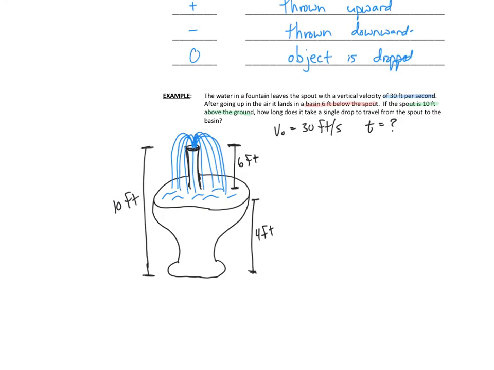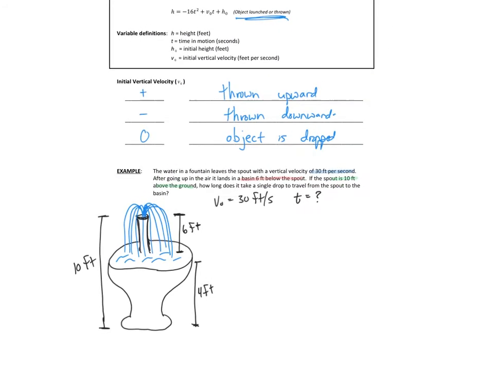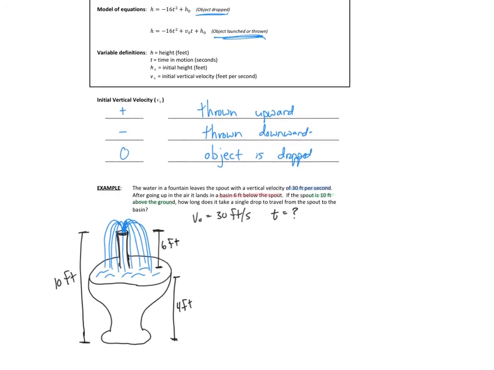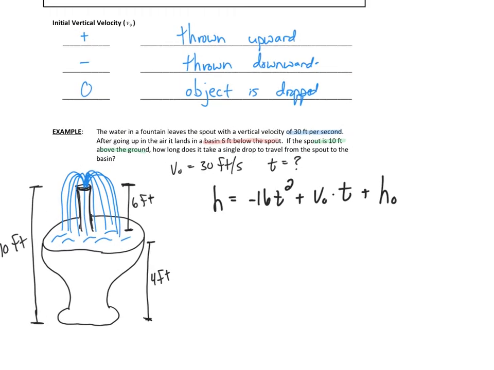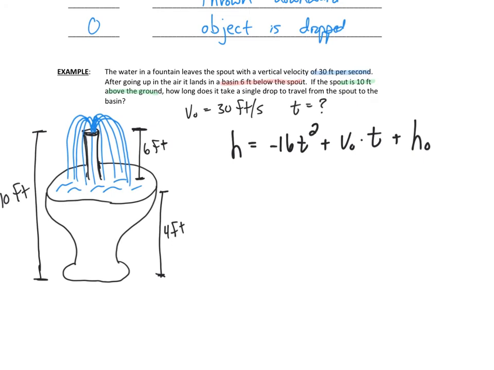Okay, and before I get too far, I have to ask, is this an equation where the water is being launched or dropped? In this one, it's being launched up in the air, so we are going to use the equation h equals -16t squared plus v0 times t plus h0. Okay, and we said we're trying to find t. The velocity is 30 feet per second.